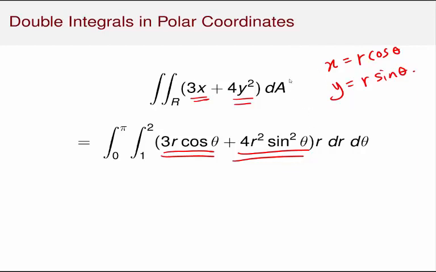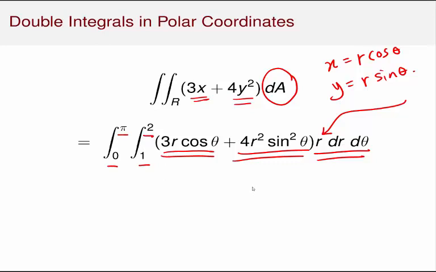In doing so, we replace dA by the term r dr d theta. So do not forget the additional r when doing this conversion. Since we have placed theta at the outer integral, this variable is bounded between 0 and pi, whereas r in the middle is bounded between 1 and 2.